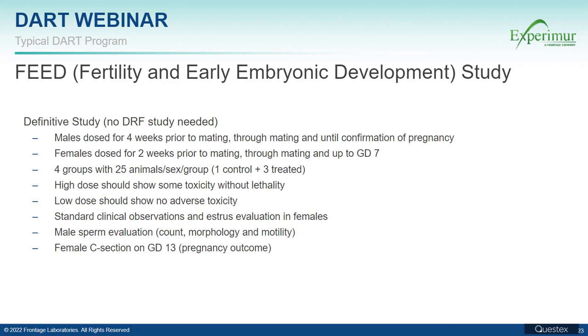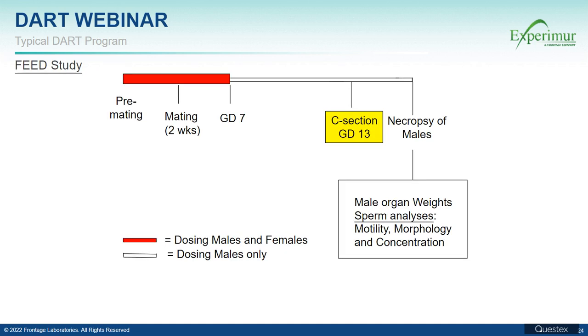Again, we have 4 groups with 25 animals per sex per group, with 1 control and 3 treated. Again, the same motto applies. High dose should show some toxicity without lethality, and the low dose should show no adverse toxicity. In the males, we also look at the sperm evaluation. We look at count, morphology, and motility to see if we see any effects of the drug on the males. For the females, we look at the implants to see if we see any changes. Were they implanted? Were they resorbed? To look at the pregnancy outcome and potential fertility. Does this drug affect the ability for a conceptus to be fertilized and be implanted?